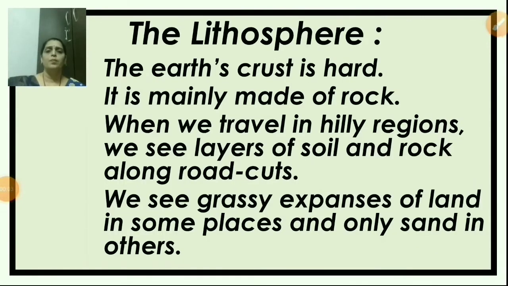Now next, the earth's crust is hard. It is mainly made of rock. When we travel in hilly regions, we see layers of soil and rock along road cuts. We see grassy expanses of land in some places and only sand in others. Students, the earth's crust is hard and it is made of rock. When we travel in the hilly region, we see layers of soil and rock along the road cuts, and grassy expanses of land and sand in some places.